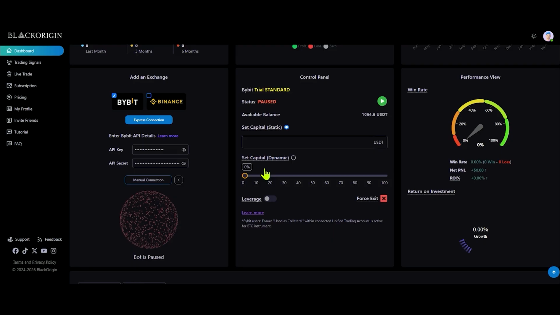Reminding again, there is a $100 to $150 minimum capital requirement that is enforced within control panel, together with some other rules. This means it's not allowing you to start the bot if you have not set any static or dynamic capital, or your set capital or balance is less than minimum required capital amount. Or if you have set a larger capital than your available balance.